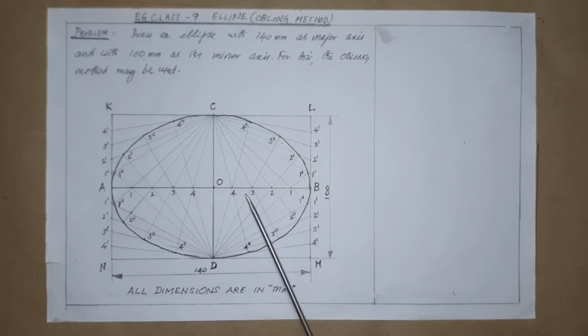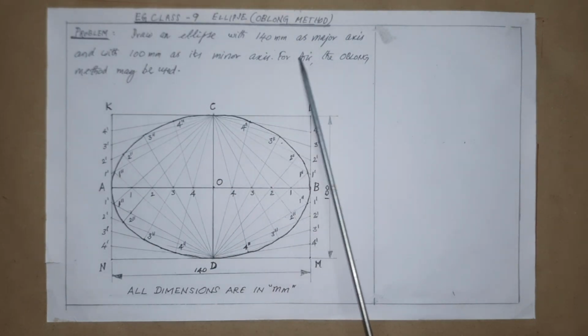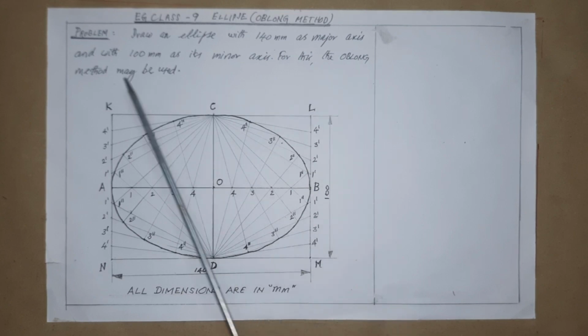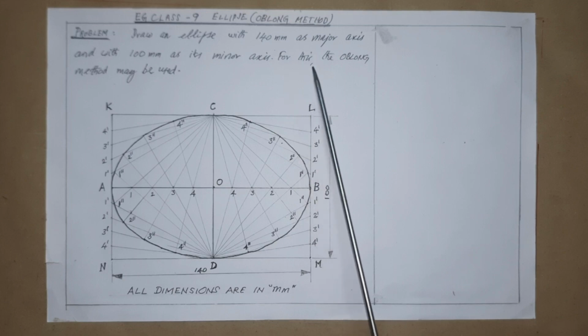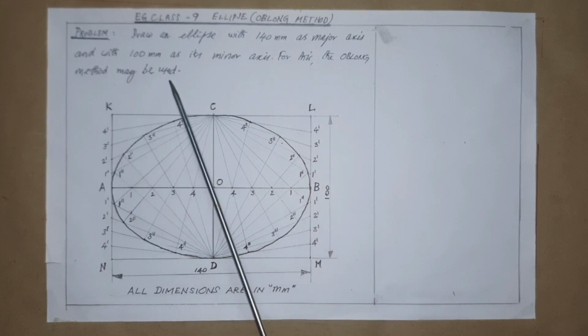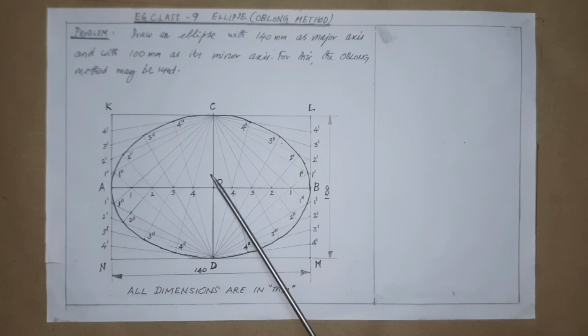First, the problem as given here is: draw an ellipse with 140 millimeter as major axis and with 100 millimeter as its minor axis. For this, the oblong method may be used. Here, the final drawing is shown for your preliminary reference and idea. However, we see the step-by-step drawing procedure in the next step.